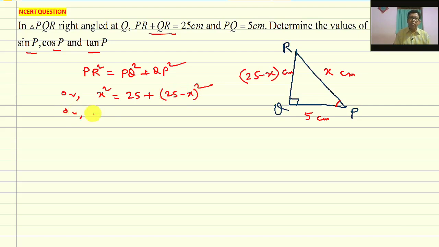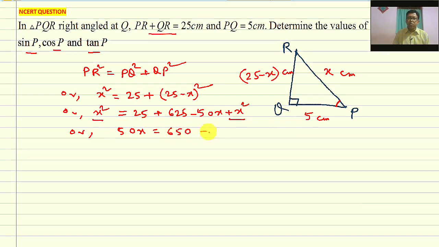So X square is equal to 25 plus, this is (A minus B) whole square, 625 minus 50X plus X square. From both sides, we cancel X square. Or 50X is equal to 625 plus 25, that is 650. So from here you are getting X is equal to 650 divided by 50. So 0 is cancelled, 5 13s are 65. So X is equal to 13.